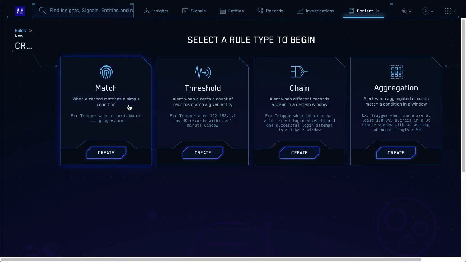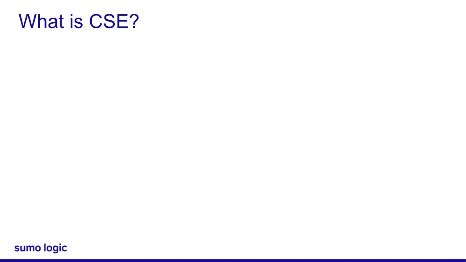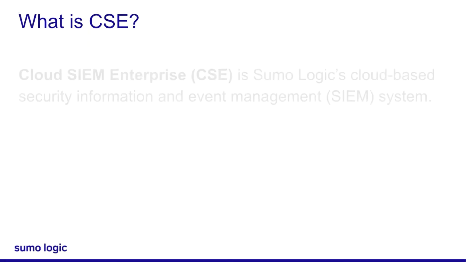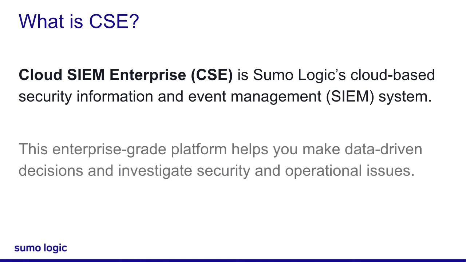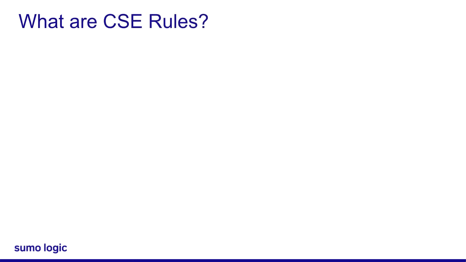First things first, do you know what CSE is? Of course, CSE stands for Cloud SIEM Enterprise. It's cloud-based enterprise-grade SIEM. And SIEM stands for Security Information and Event Management. Someone's been studying their acronyms. The CSE platform can take all your security logs and correlate them to help you make data-driven decisions and investigate security events. So, do you know what a CSE rule is?